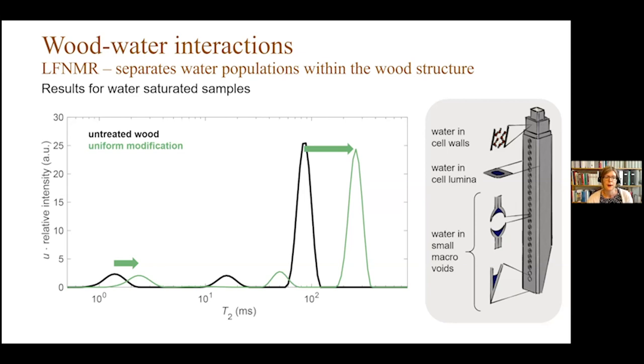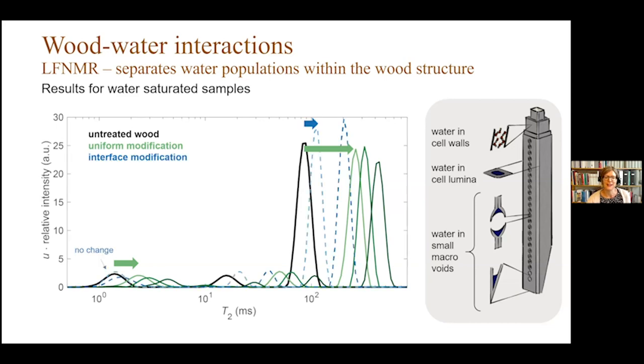But if we take a look at the interface modification results, first we can take a look at the higher degree of uniform modification, and we can see that the higher the degree of modification, that is longer reaction time, the more these peaks shift to the right, which was quite what one could expect. But now we can take a look at the results from the interface modification. And there we can see for the large peak to the right, representing cell lumen water, that there is actually a smaller shift for the lower intensity interface modification, and a larger shift for the higher intensity interface modification.